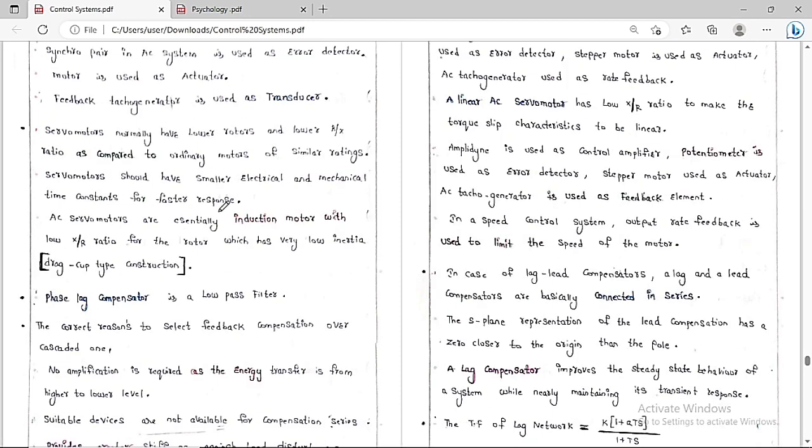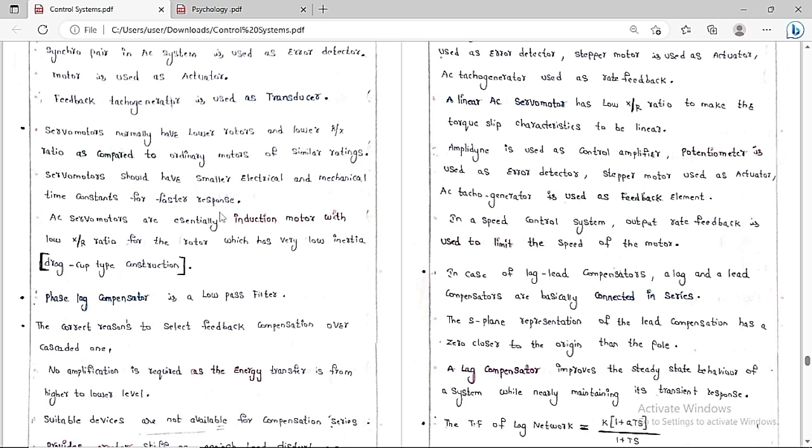The next point is that servo motors normally have lower rotor inertia and lower R/X ratio as compared to ordinary motors of similar ratings. Listen carefully. Servo motors normally have lower rotor inertia and lower R/X. Basically, I've already told you the X/R ratio of a servo motor is lesser.